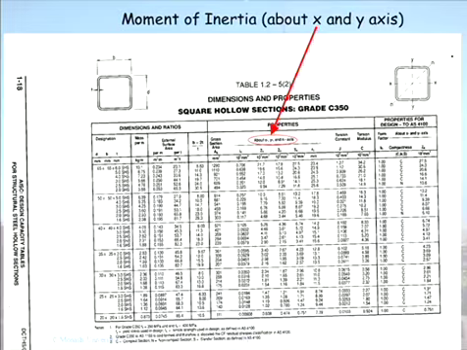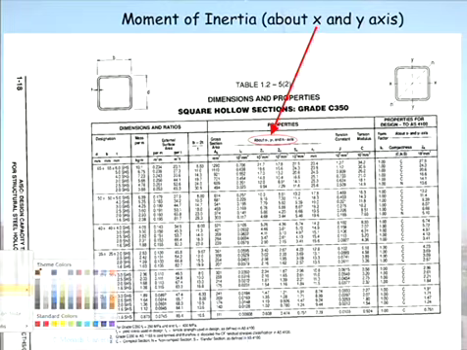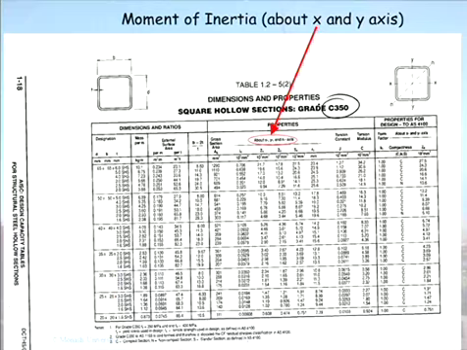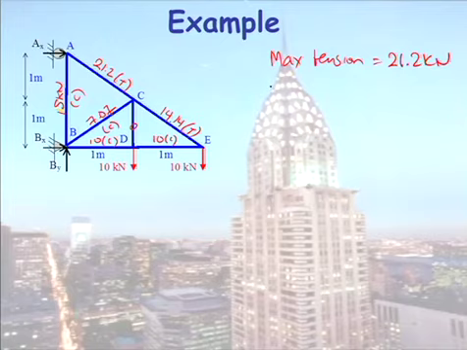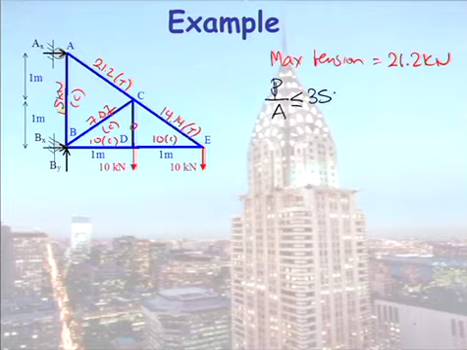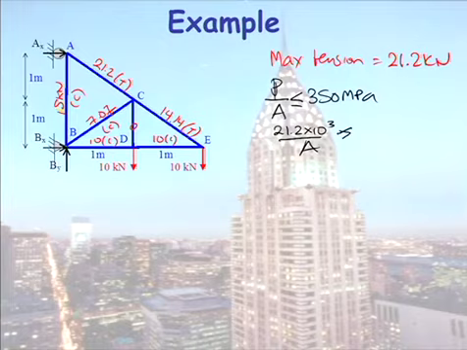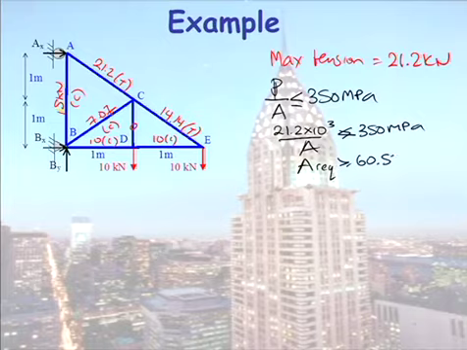We are designing these as square hollow sections, and from our table we can see we're grade C350, which means our yield stress is 350 MPa. So in tension, the only failure mode is yield. So our force on area has to be less than 350 MPa. Our force here is 21.2, so the required area has to be greater than 60.57 millimetres squared.